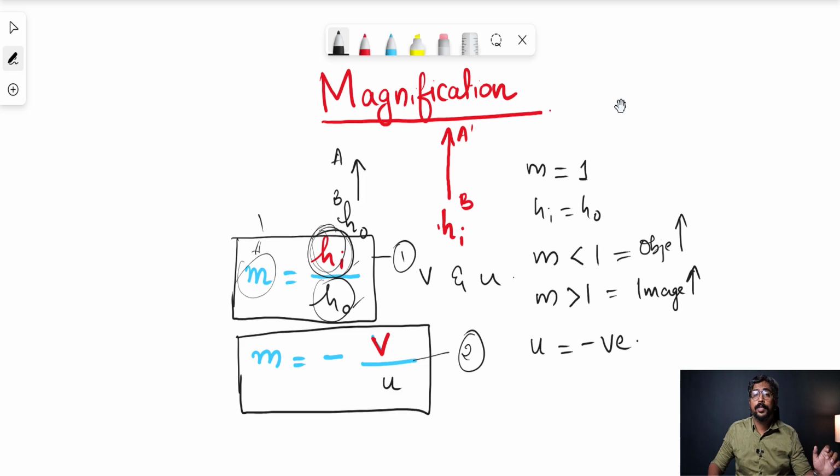So that's all about magnification, and we are stopping right here in this session. In the next class we will come with new topics, that is certain very important numericals, and we'll also start the lens case.